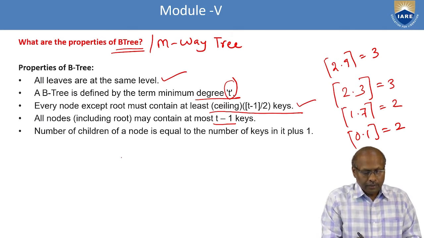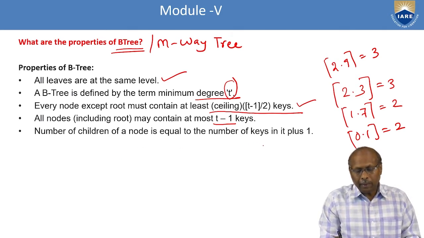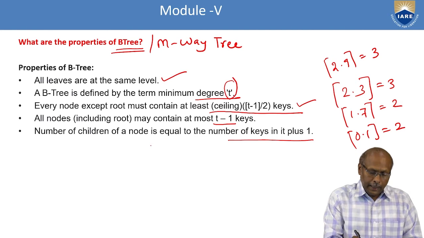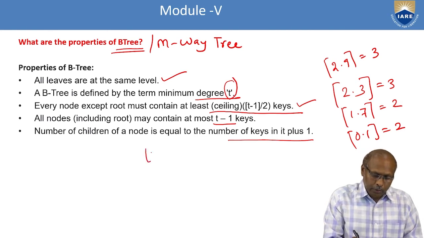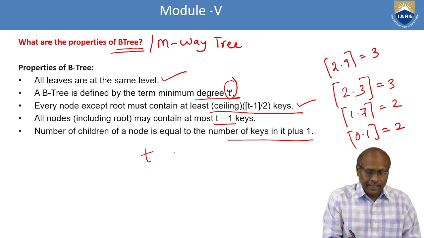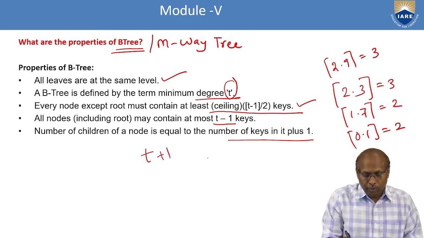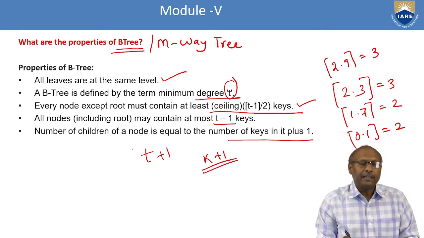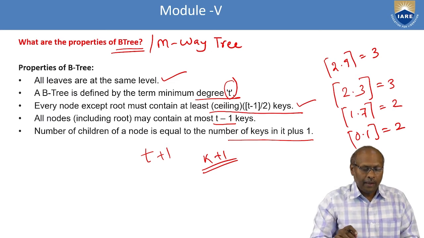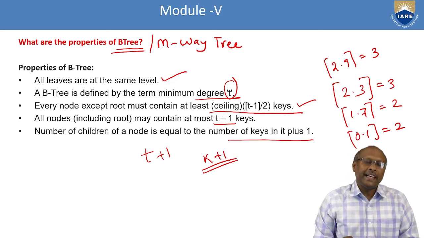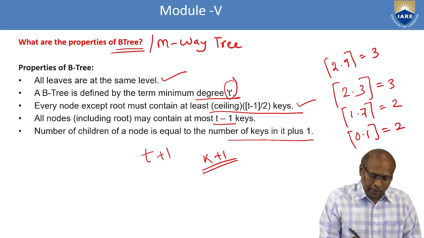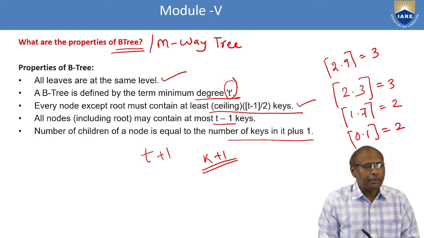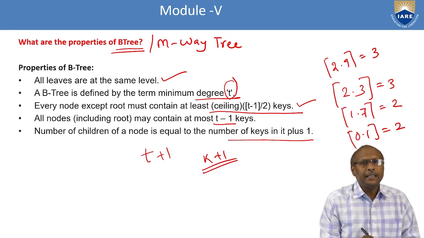Similarly, they may ask a question: the number of children of a node is equal to number of keys plus 1. So if there are T keys, then there will be T plus 1 children. Or if there are K keys, then there will be K plus 1 children. So this many children will be there for every node. So they are the main properties of a B tree. Whenever you say a tree is a B tree, it should follow all these conditions. If these conditions are not satisfied, then that is not a B tree. If it satisfies, then it is a B tree.